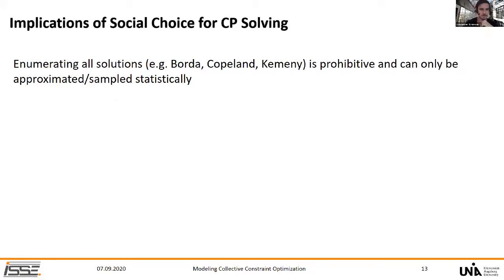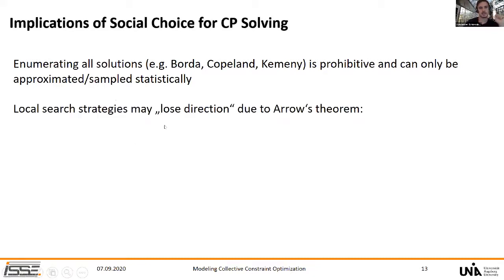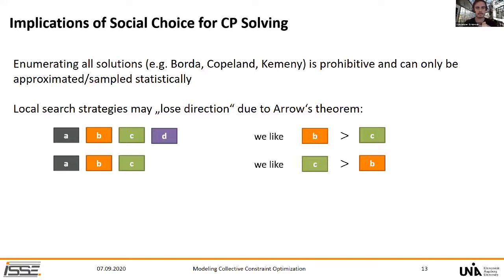Still, we're dealing with hard problems, and we can only hope for an approximation or a statistically significant sample of our solution space. Local search strategies, such as large neighborhood search, may lose direction due to Arrow's theorem. So this could mean that when we are presented with a whole set of options, we would now like B better than C, for instance. But if we only see a subset, our choice might flip, and now we like C better than B. That's one of the famous implications of Arrow's theorem. And it's basically exactly the situation we face in local search strategies. So we should be aware of that.